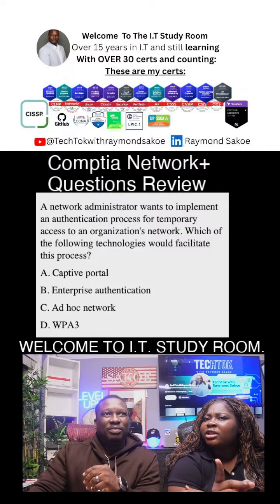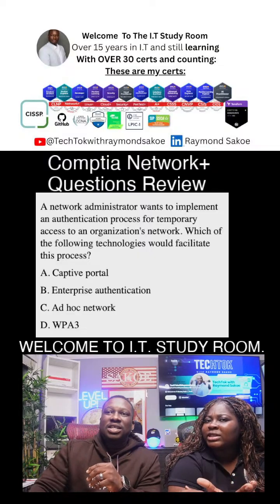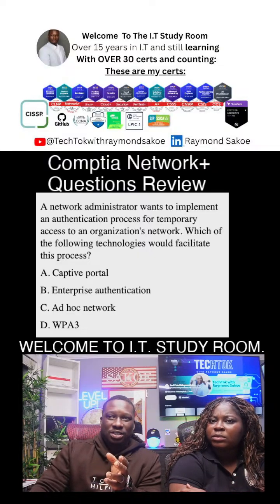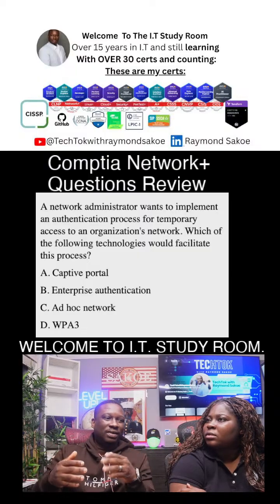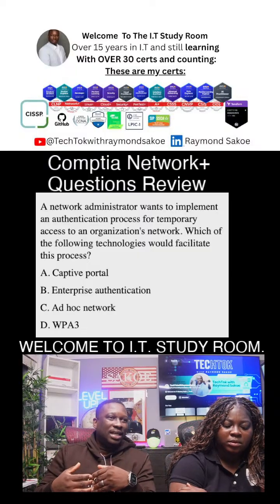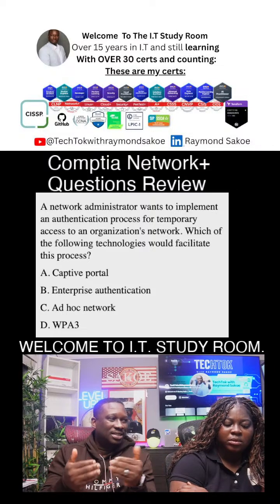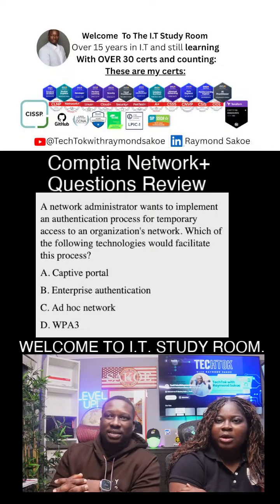And then I think the other answer was C. What is that? So C is ad hoc network. An ad hoc network is usually a peer-to-peer network. So if you have a laptop and I have a laptop and we want to connect to each other, it's an ad hoc connection, right? Is that the same thing as peering?